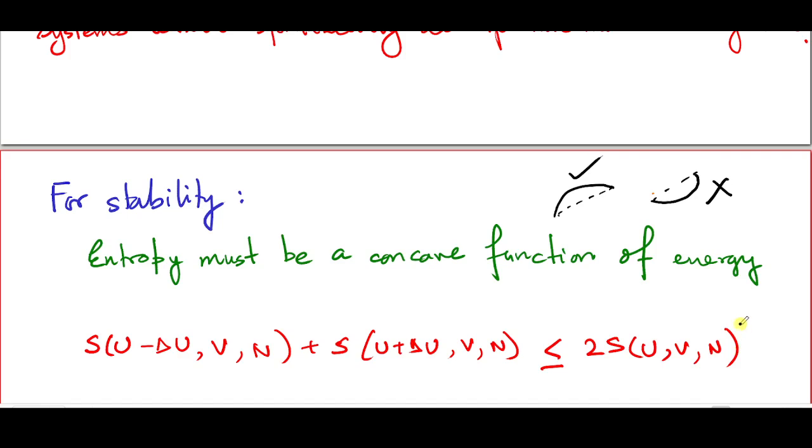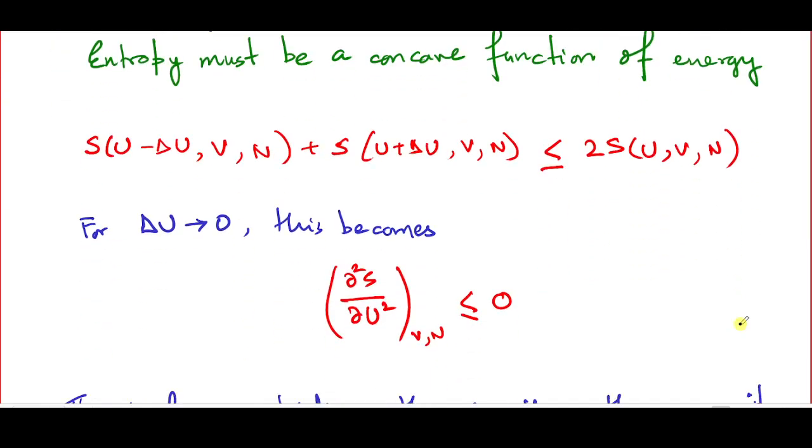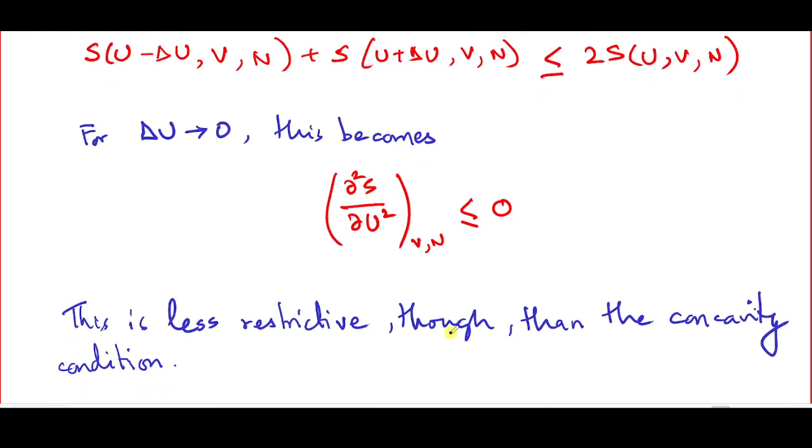Now, if you take delta U to be infinitesimally small, in that limit, this actually translates to something pretty straightforward. This really tells you that the second derivative or second partial derivative of the entropy with respect to the energy at fixed V and N must be negative or zero. However, this condition actually is less restrictive than the concavity condition. Note that this condition only says that you have a local maximum. If you move slightly from U in either direction, the value drops off.